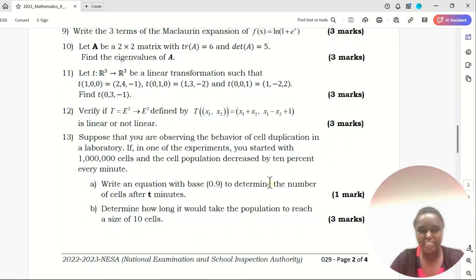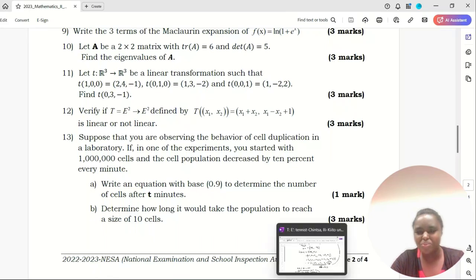Question number 13. It says this: suppose that you are observing the behavior of cell duplication in a laboratory. If in one of the experiments you started with 1 million cells and the cell population decreased by 10% every minute. A. Write an equation with base 0.9 to determine the number of cells after 10 minutes. And B. Determine how long it would take the population to reach a size of 10 cells.